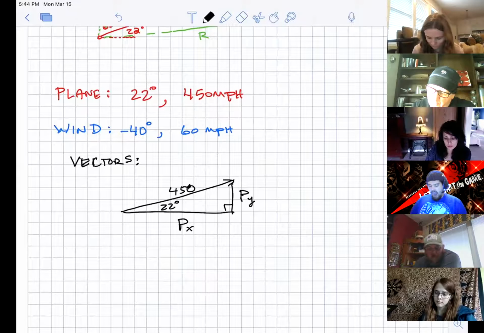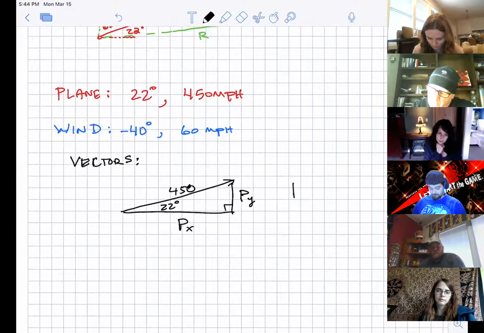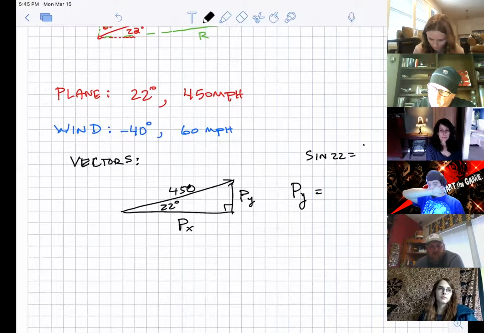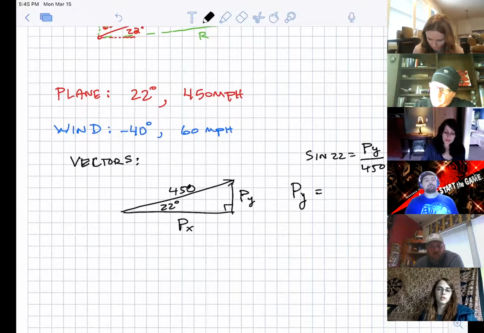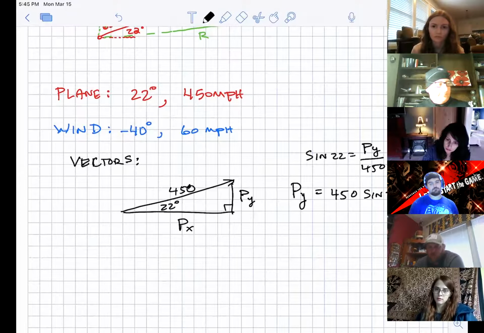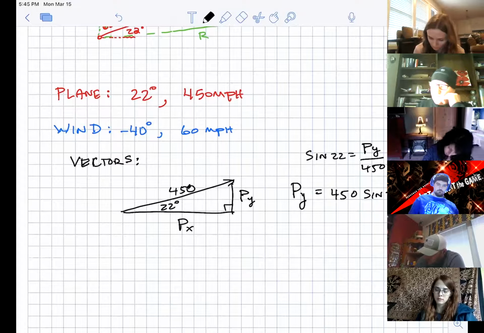For instance, if I say P of Y, wouldn't that be equal to sine? So I'll at least write this out for you. In other words, the sine of 22 is opposite over hypotenuse. So that means P of Y would be 450 times the sine of 22. So let's see, am I in degree mode? Yes, I am.